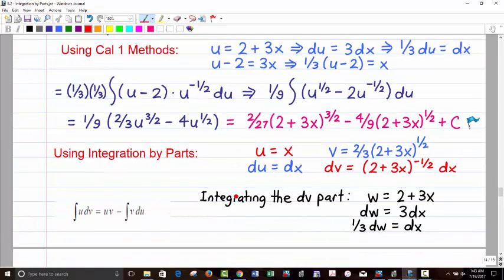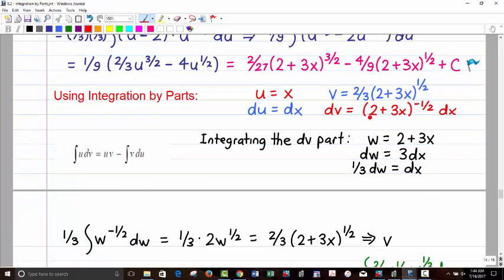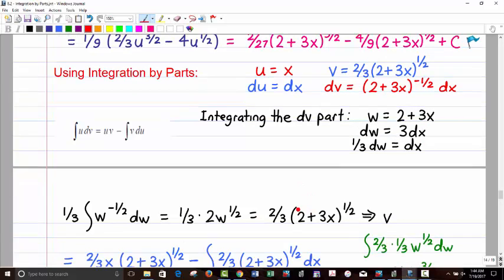Now suppose we did this by parts. We'd want u to be x, and dv to be (2 plus 3x) to the negative 1/2. I didn't show all the work here, but this would not be difficult. To integrate this part right here, it's just a straightforward substitution. Oh, actually, I did do it. Okay, I showed a little more of it than I thought I did.